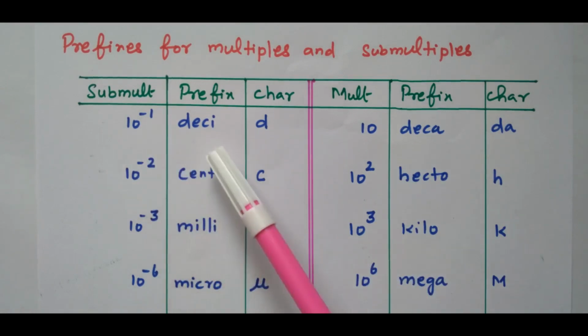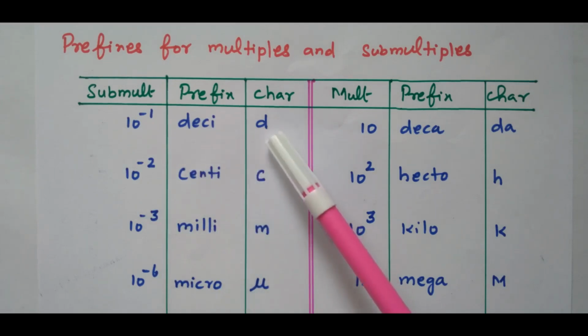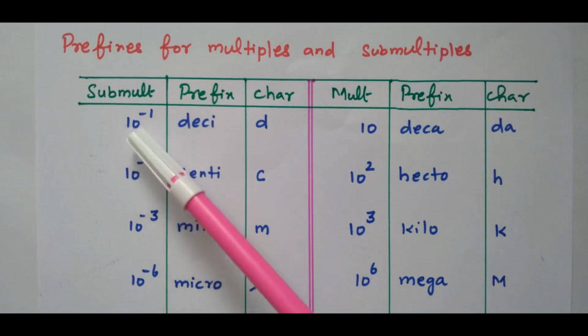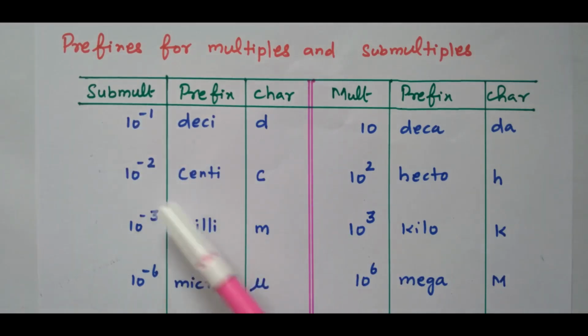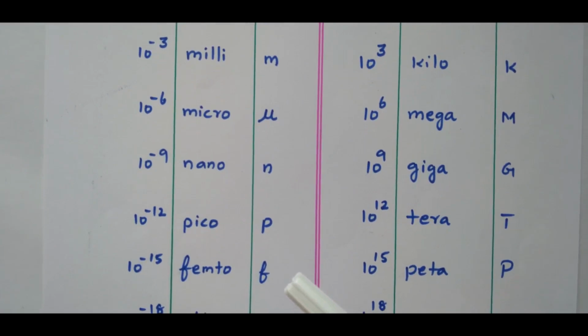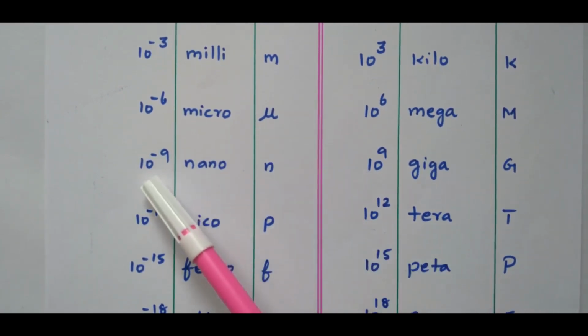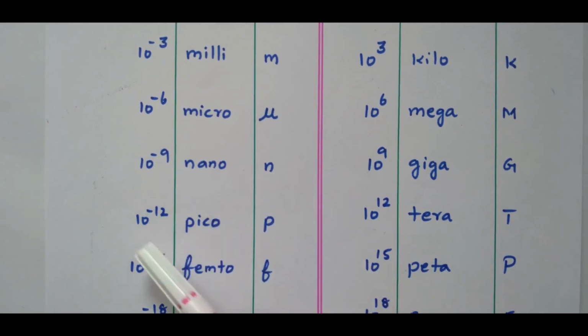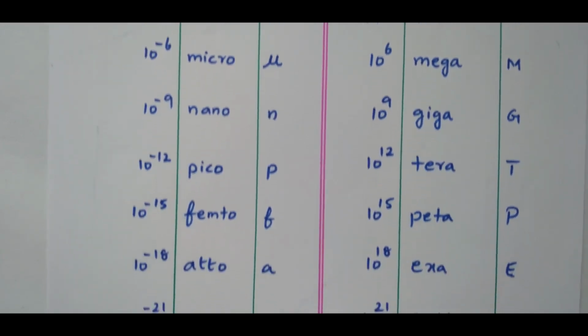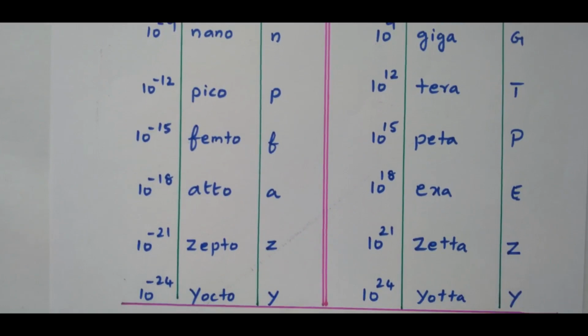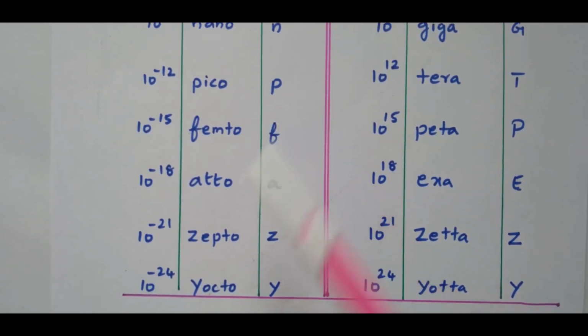10 to the power minus 1, the prefix is deci, the symbol is d. 10 to the power minus 2 is centi, c. 10 to the power minus 3 is milli, the symbol is m. 10 to the power minus 6 is micro, the symbol is mu. 10 to the power minus 9 is nano, n. 10 to the power minus 12 is pico, p. 10 to the power minus 15 is femto, f. 10 to the power minus 18 is atto, a. 10 to the power minus 21 is zepto, z. 10 to the power minus 24 is yocto, y.